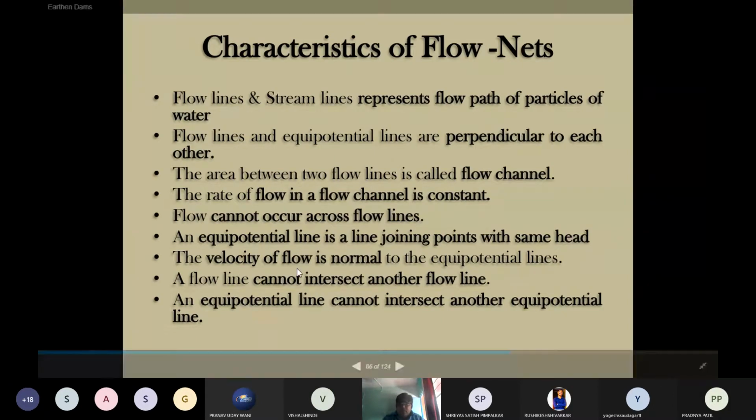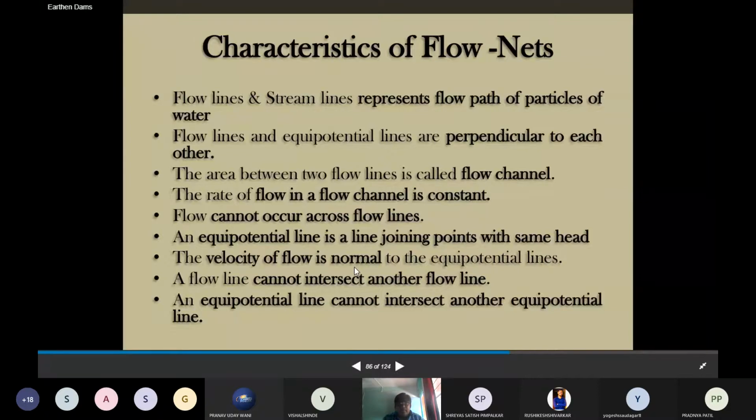The velocity of the flow is normal to the equipotential line. A flow line cannot intersect another flow line. An equipotential line cannot intersect another equipotential line. All these are the properties of the flow net, and you must remember all of them. As you know the properties of the flow net, you then go on to the seepage analysis.